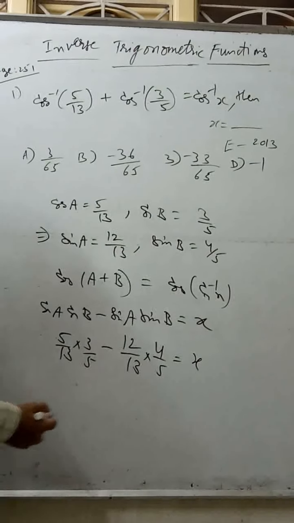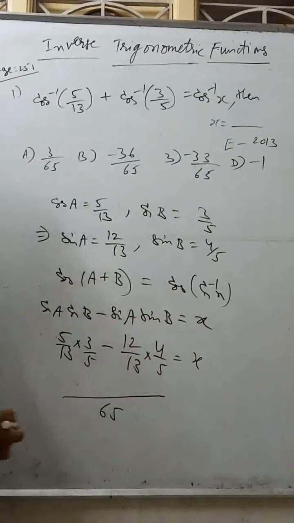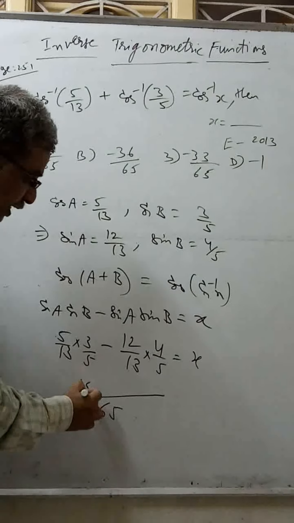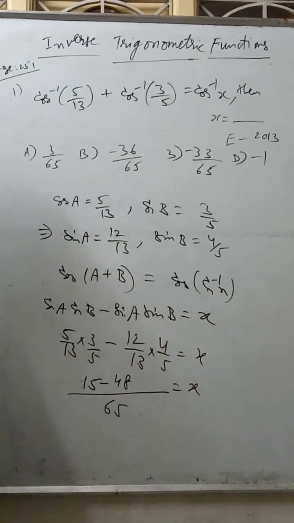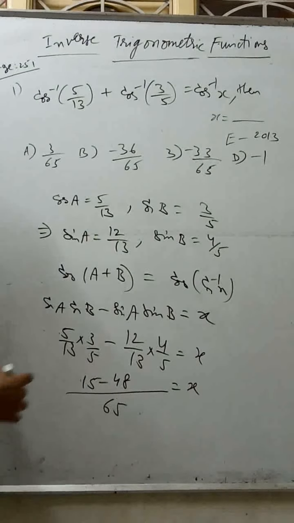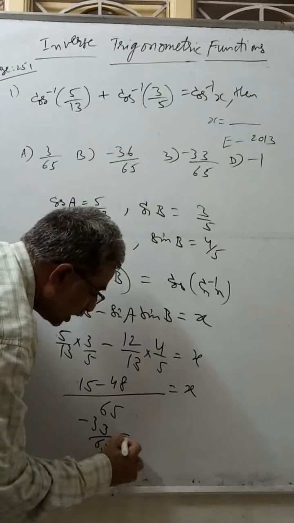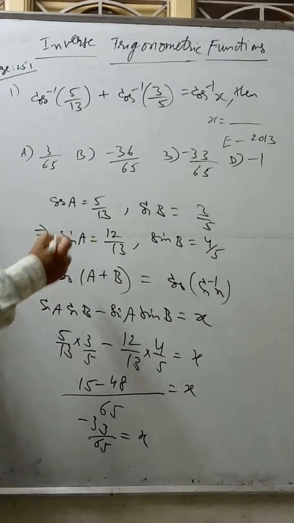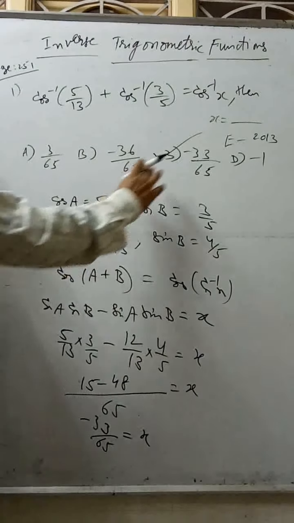So 13 into 5 is 65, here also 13 into 5 is 65, I can take 65 as LCM. 5 into 3 is 15 minus 12 into 4 is 48 equal to x. Now 15 minus 48 is minus 33, so minus 33 by 65 equal to x. So our option is minus 33 by 65, third option, option C.